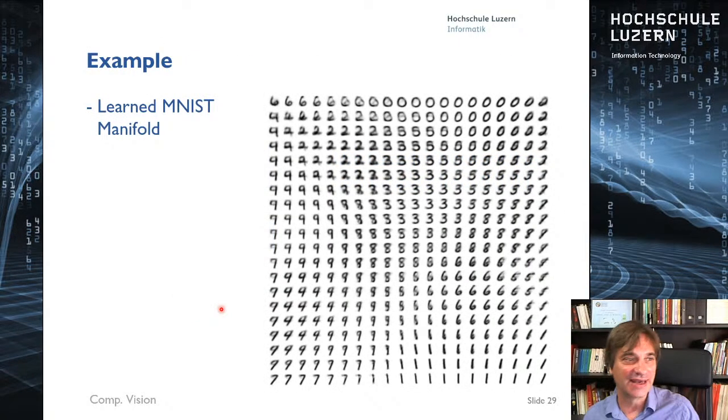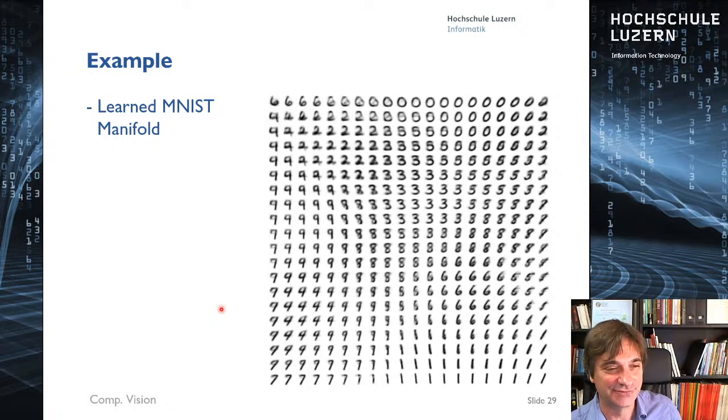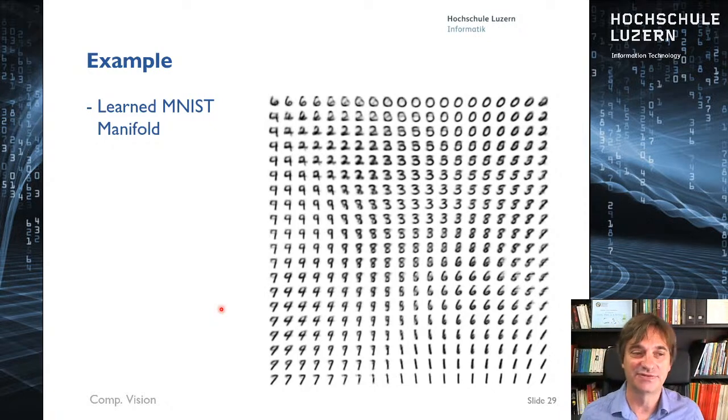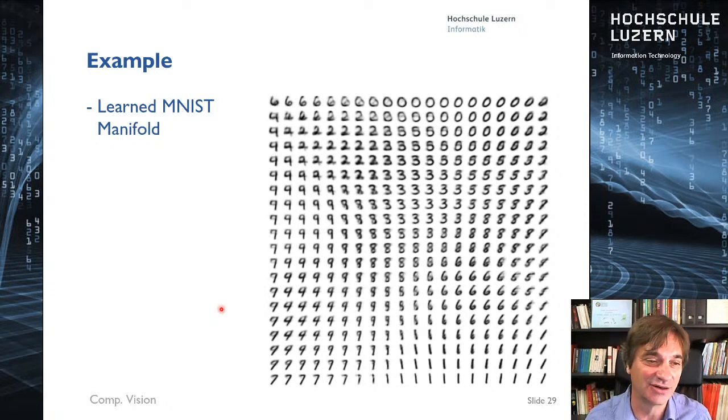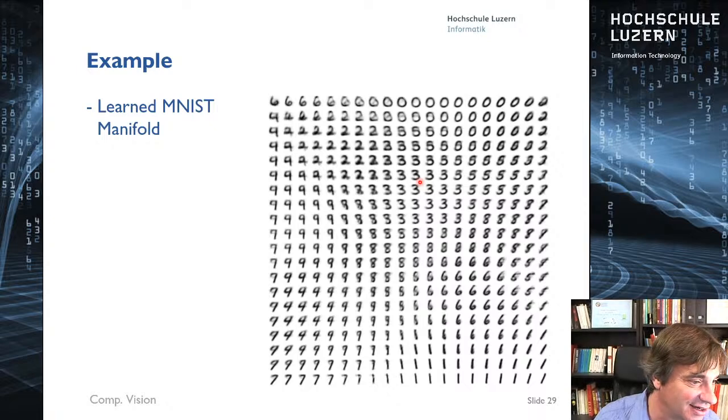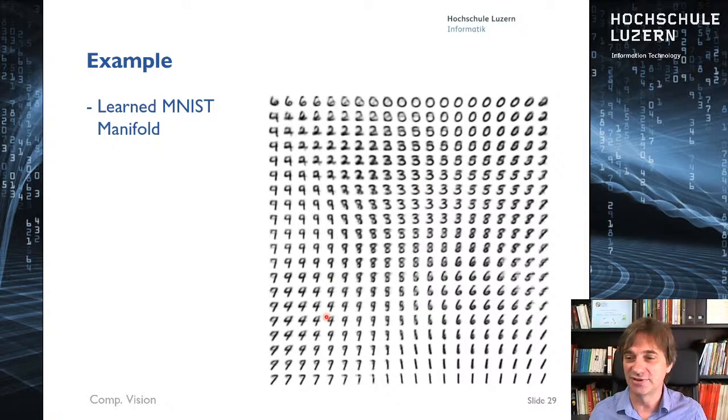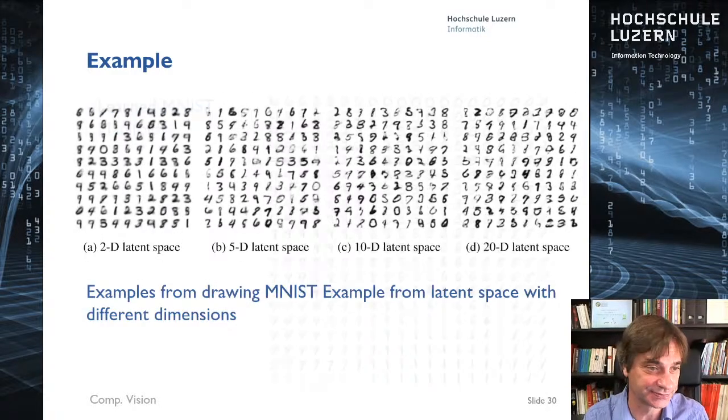So here are just some examples. What have we done here? We have trained a variational autoencoder on the MNIST database, put it into a two-dimensional space, and then just picked one value from that space and generated the image for it. So you see, you get some 1, 2, 3, 4, somewhere around here. So they are all represented somewhere in this lower dimensional space.